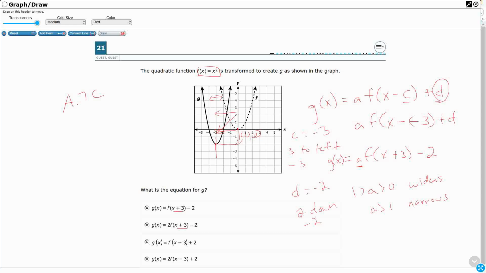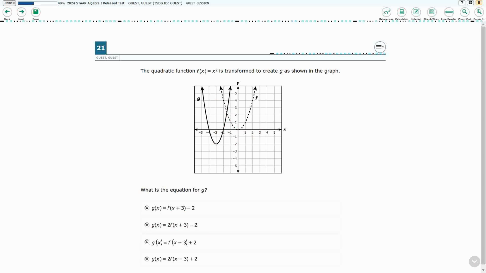Now, calculating that is a little bit of a challenge, but we don't necessarily need to because we just noticed that there is only one of these two terms that actually has a 2 right there, right? So it is going to be g of x equals 2 times f of x plus 3, and then minus 2 after that. So our answer here is B.